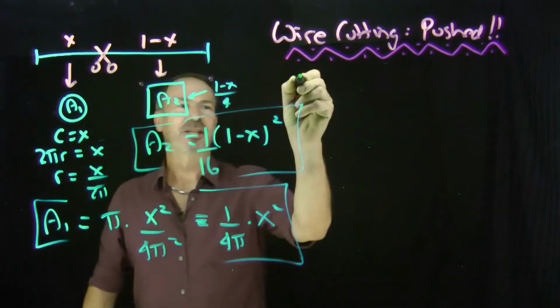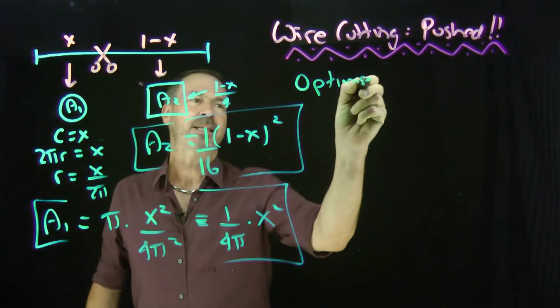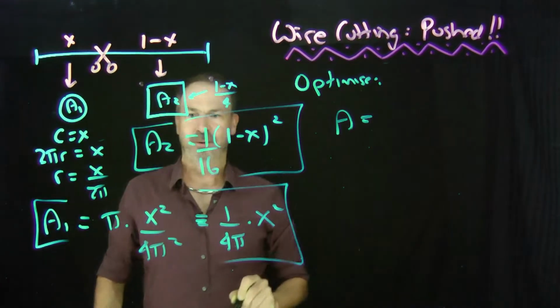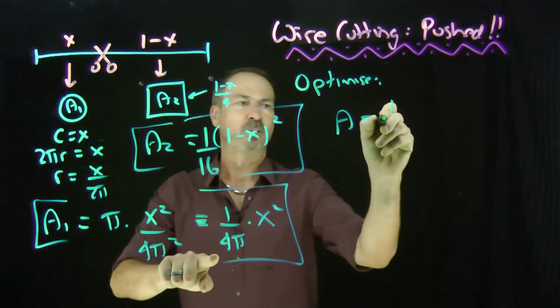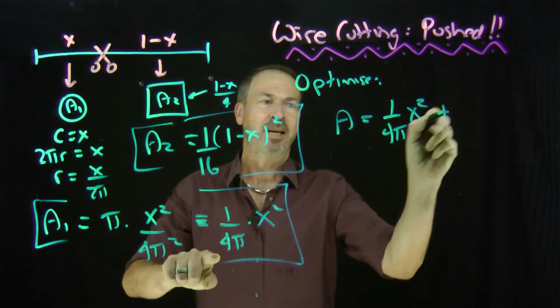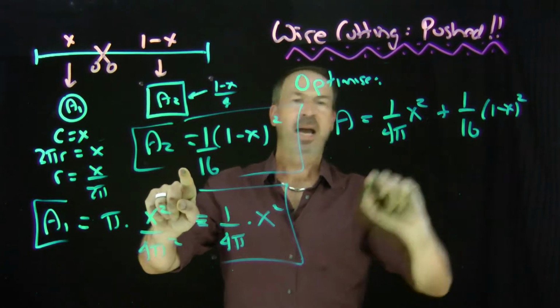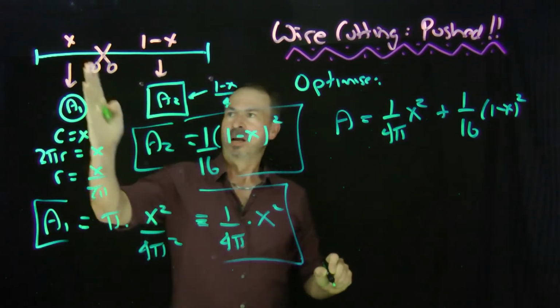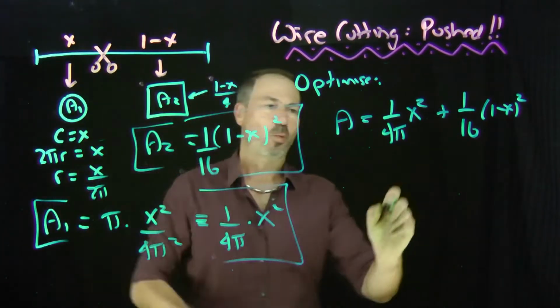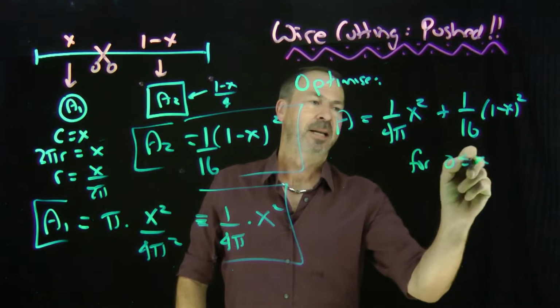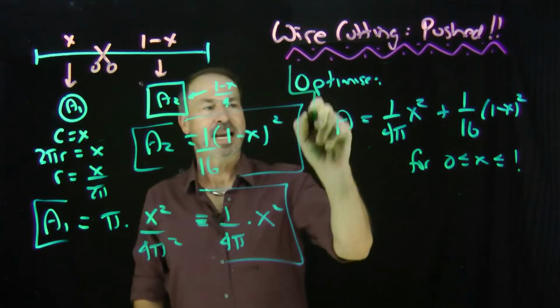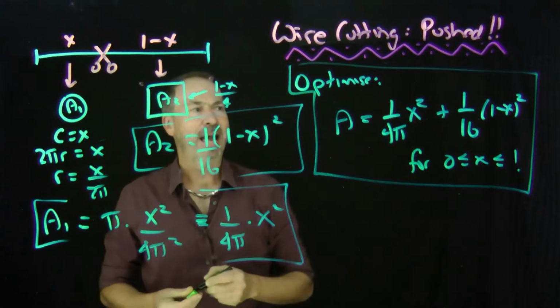So our challenge, our question, is to optimize the sum of the areas. I'll just write big A for the 2 areas, A1, which is 1 over 4 pi x squared, plus A2, 1 over 16, 1 minus x squared. And let's be really clear, we're assuming here x is between 0 and 1. So we're doing this for 0 less than x less than 1. That is our challenge right there.